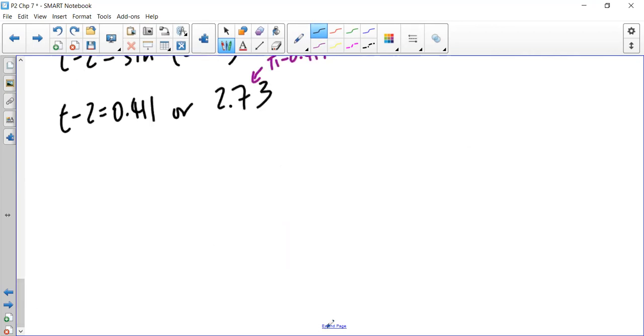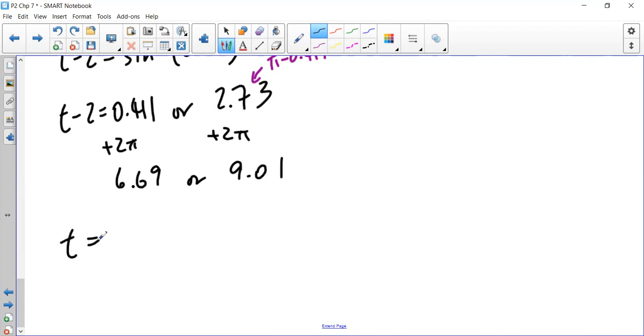So if I add 2 pi to both answers. Why 2 pi? Because 2 pi is 360. So you get 0.41 plus 2 pi, which is 6.69, or 2.73 plus 2 pi, that's 9.01. So these are the 4 answers I've got so far.